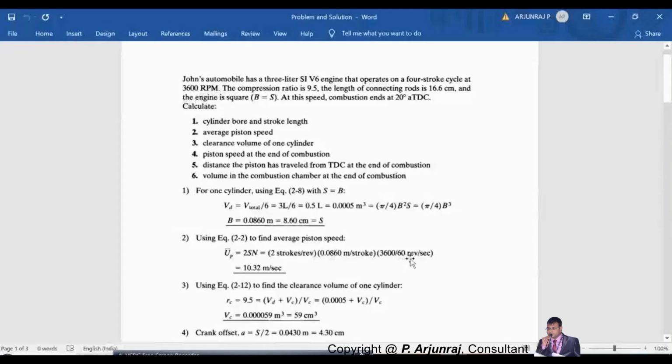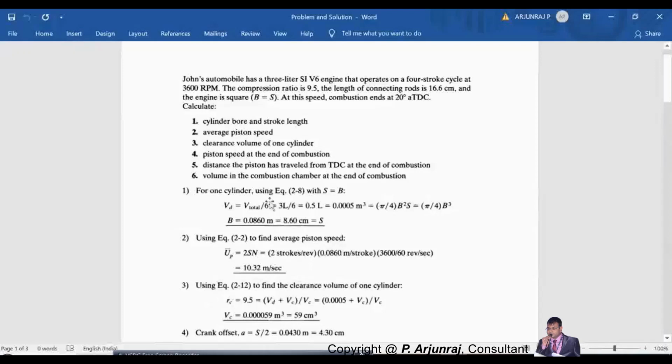So 3600 by 60 revolutions per second, and this is multiplied by the stroke length, which is meter per stroke. That is the meter you have for one stroke. So this is the average piston speed. You know, the piston speed is nothing but the velocity, and the unit of velocity is always meter per second.